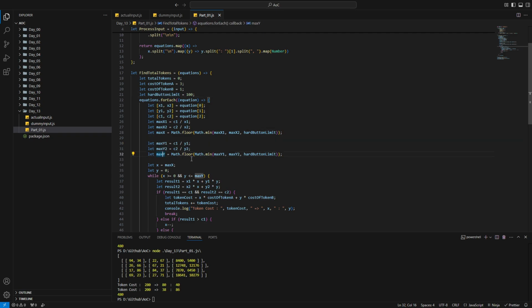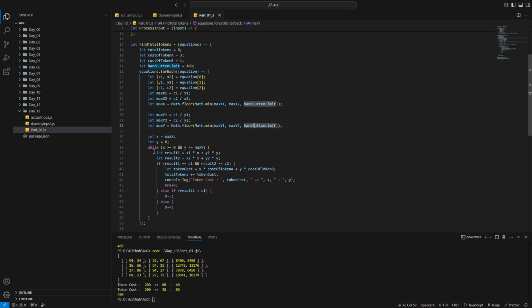And we're checking the minimum of the three of them, y1, y2, and the hard button limit, because both of these equations should have a solution when we get the price. So now we are running a loop where we are keeping x as the maximum value and y as the minimum value, and we are slowly increasing one and decreasing the other.